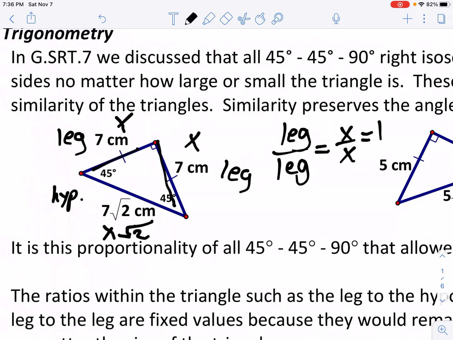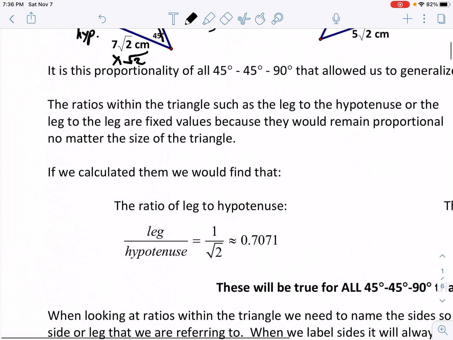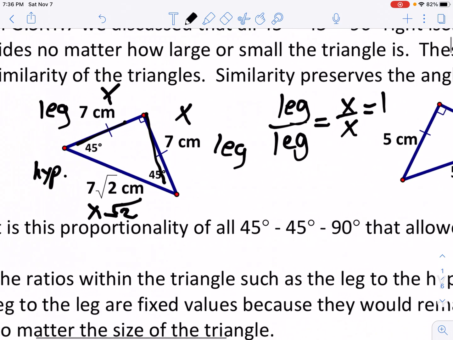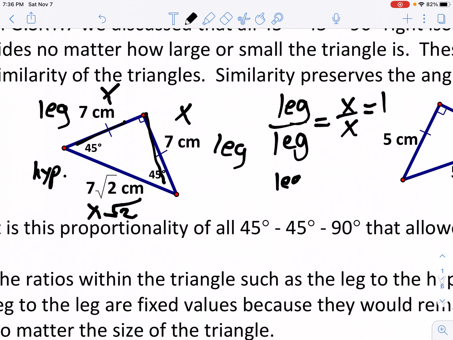Okay, now we can also find the ratio of the leg over the hypotenuse. Now again, we're trying to keep this general because we're trying to generally state what the relationship would be for any right isosceles triangle. So if we take a leg, in our example it's 7 centimeters, but for us to keep it general, we're going to put x. And in our example, the hypotenuse is 7 square root of 2, but to keep it general, we're going to say x square root of 2.